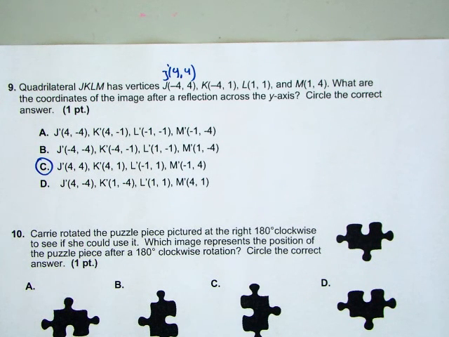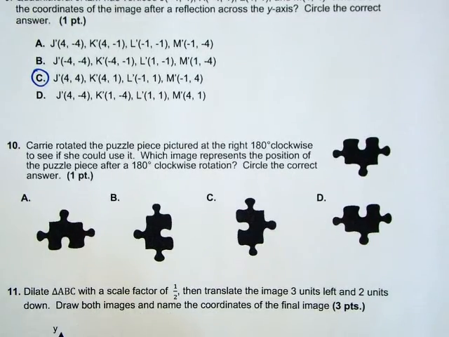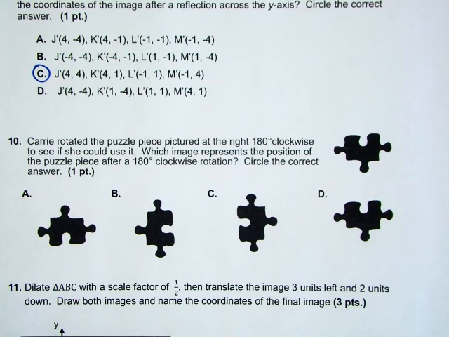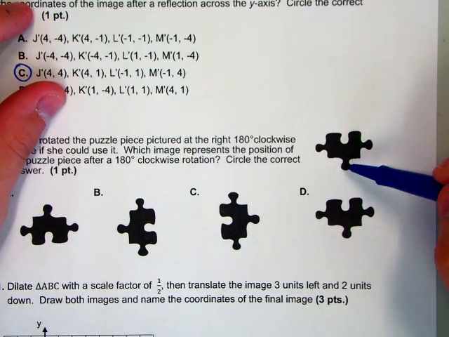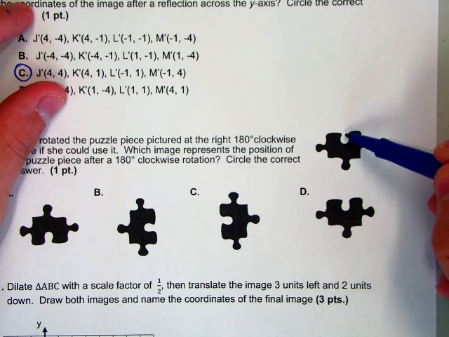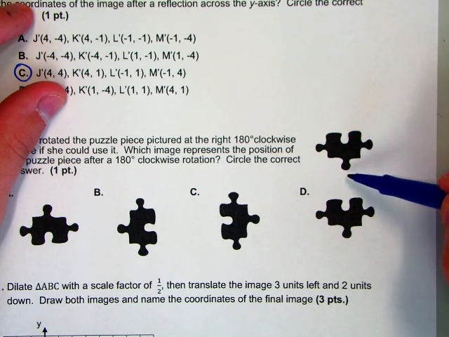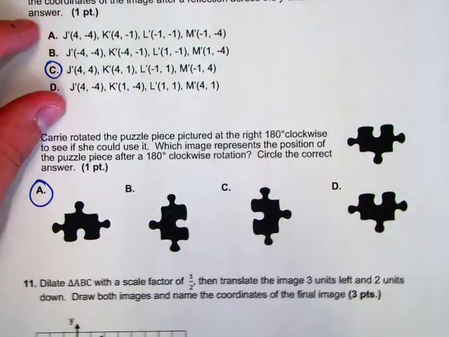Number 10, she rotated this puzzle piece 180 degrees clockwise, which means everything is going to appear as its opposite. 180 degrees is always the opposite, which means that this point sticking out is going to be up. This indented part is going to be on the bottom. So that has to be letter A.